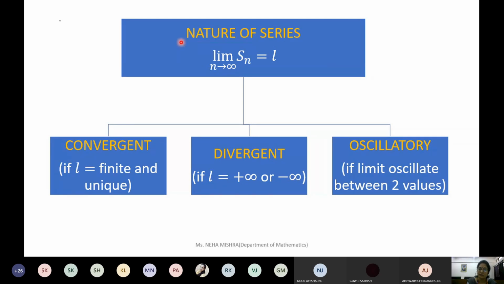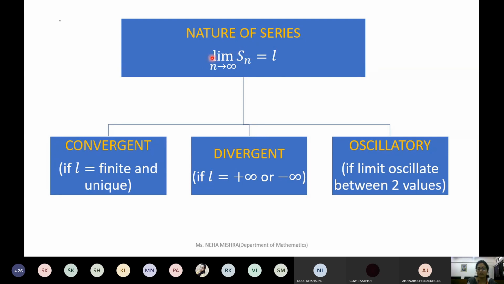In sequence, if you remember, we used to take the limit of what? The nth term. First, we used to find out what is my nth term, then take the limit for the nth term. But in case of series, we will find Sn, the sum of starting n terms, and then we will take the limit. Just this part you have to see, the rest you already know.